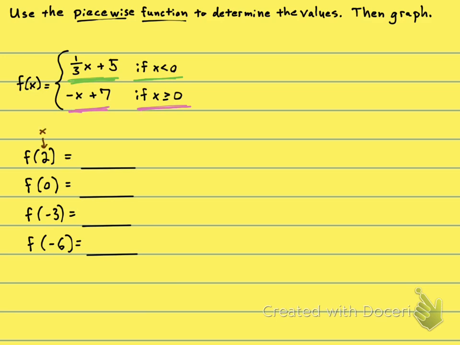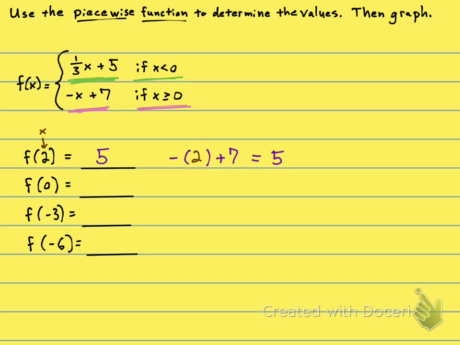So when x is 2, I have to decide whether I'm using the green or the pink. X is 2, we know that 2 is greater than 0, so I am not going to use what's in the green for this value. I'm going to use what's in the pink. So let me write what it says here, negative x plus 7, and I'm going to drop in my x value, which is 2. All right, negative 2 plus 7 is 5. So that is the first value.